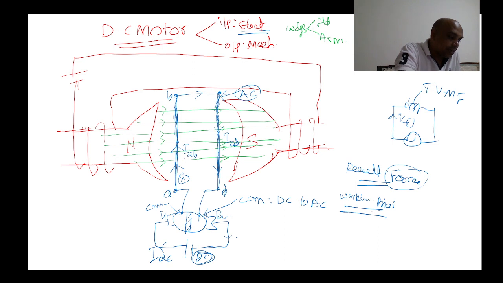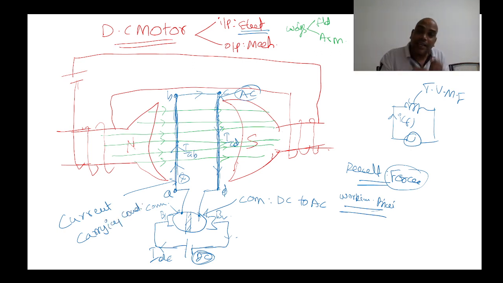So here the conductor is now a current carrying conductor. In DC generator, it is a rotating conductor. In DC motor, it is a current carrying conductor. So what is the working principle?